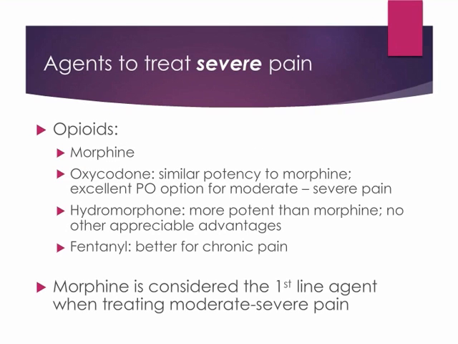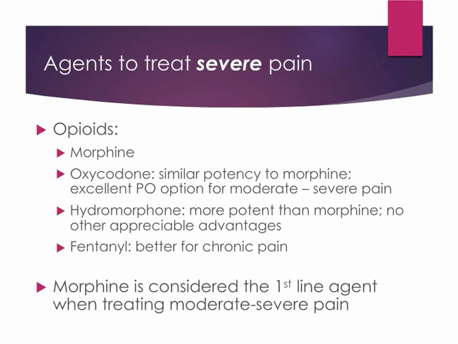When we talk about agents that are used to treat severe pain, then we're going to focus on the opioids of morphine, oxycodone, hydromorphone, and fentanyl. So morphine is sort of the standard to which all of the other strong opioids are compared. And it's actually considered a first-line agent when treating moderate to severe pain. So severe pain probably that sits on the camelback of 7 to 8 on the numeric pain scale.